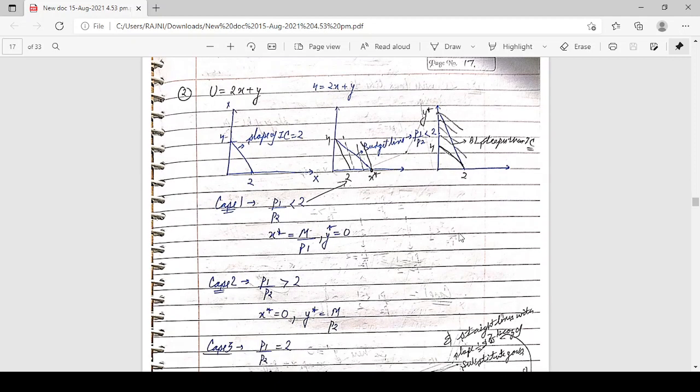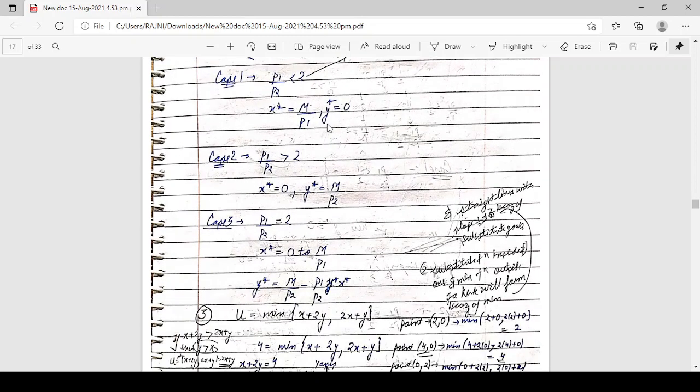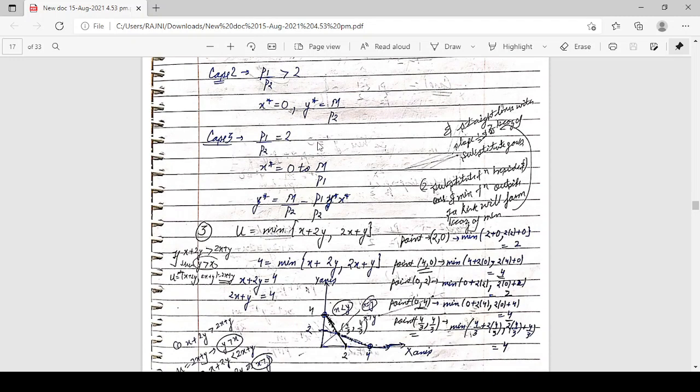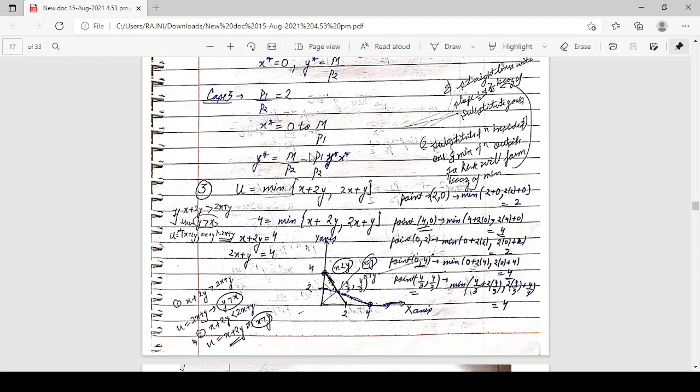Now there is another case which is similar to the case discussed earlier, which is the utility written as 2x plus y, and the slope of the budget constraint will be the MUx upon MUy, which will be equal to 2. And here again, if the slope of the budget constraint is less than 2, the consumer will be consuming all of x. And here it is written. And if the slope of the budget constraint is greater than 2, then the consumer will only be consuming good y. And if the slope of the budget constraint is equal to 2, then the consumer will be consuming x star from 0 to m upon p1, and y star will be all of the income that he is left with to be spent on good y.